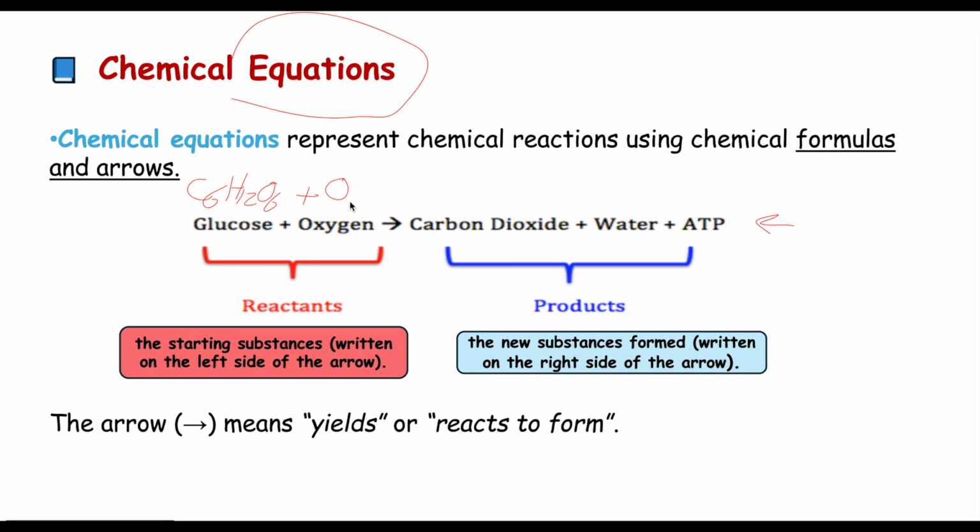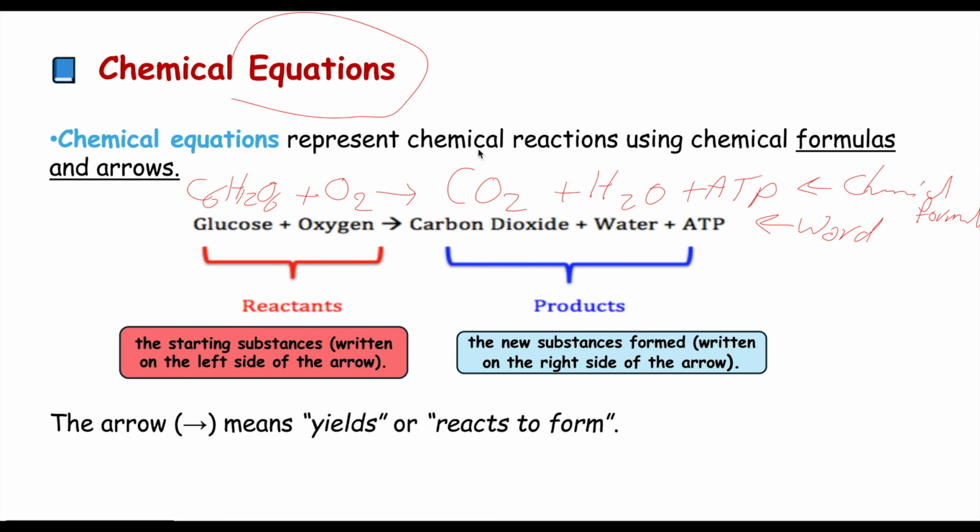Reacts with oxygen, will yield carbon dioxide, adding to that water, and ATP, the energy. Again, the below one: glucose plus oxygen will yield carbon dioxide and water and ATP. This we call the word form. And this one is the chemical formula form.